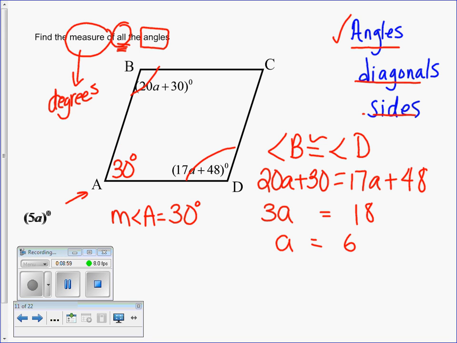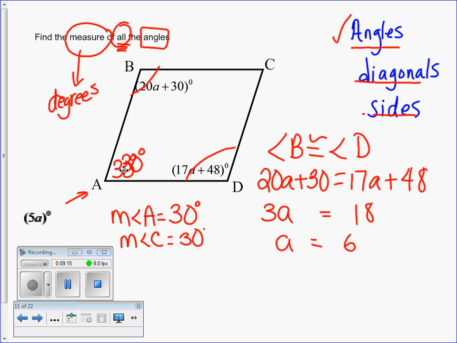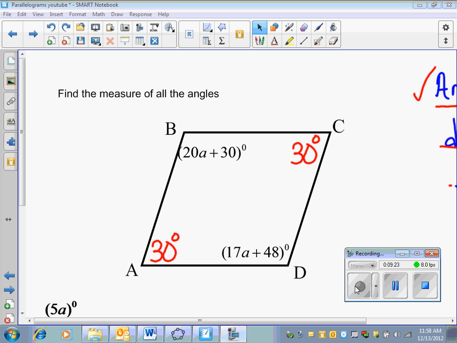Is there anything I can conclude? Now that I know angle A is 30 degrees, you guessed it, looking over here, the measure of angle C is also 30 degrees. Again, if angle A is 30 degrees, how much is angle C? 30 degrees. So opposite angles are congruent. Okay, so we still have to find angles B and D.